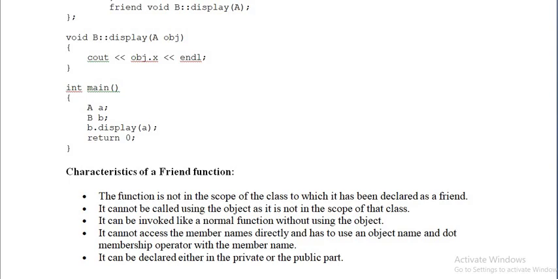Now, what do you mean by this term? Look at the first program. Any member function, you need to call with the help of object dot member function. But here, a friend function is taking an object as an argument. That is the reason why you are not calling it with the help of an object. We are not using object dot. Any friend function always takes an object as an argument.